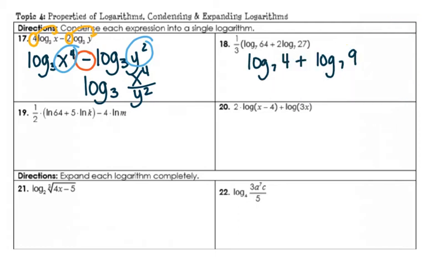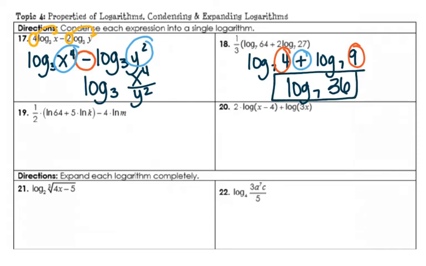So now we still haven't condensed it because we have the word log written twice. So because this is being added, remember you can bring it together addition by multiplying, and we're going to multiply the two things we're taking the log of. So I'm going to write log base 7 only once, and then 4 times 9 is 36. So that is my answer.